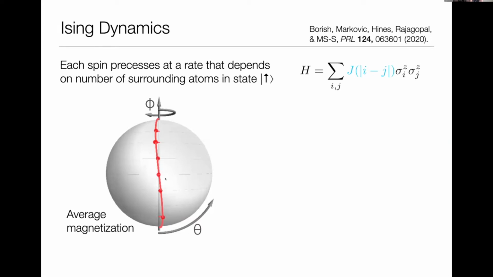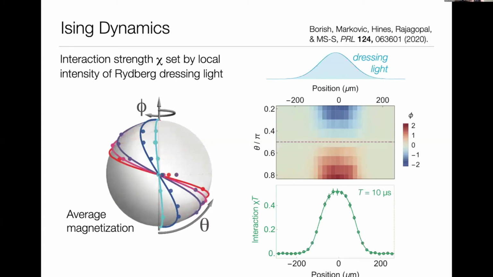So the red points are different initial magnetizations of our atomic system. And I turn on the light and watch how those points evolve. And we see this kind of a twist, this Sz dependent precession rate that's coming from the magnetization of each atom's neighboring spins. Okay, so that's a signature that the Ising interactions are present.